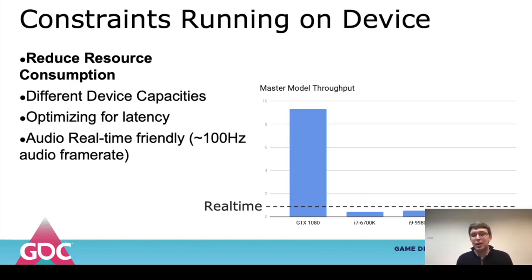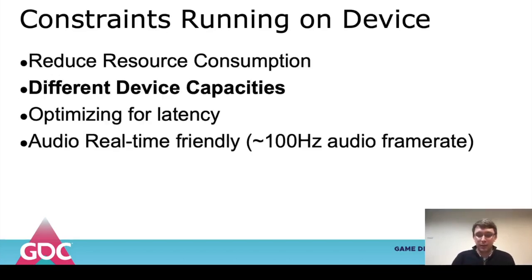As a comparison, our master model that maps any voice into any other voice, when run on a GTX 1080 for inference, gets almost 10 times real-time throughput. But even if it runs on a relatively beefy CPU, it doesn't even break the real-time threshold, so it wouldn't be able to keep up with you as you're speaking. So that's definitely not going to work.